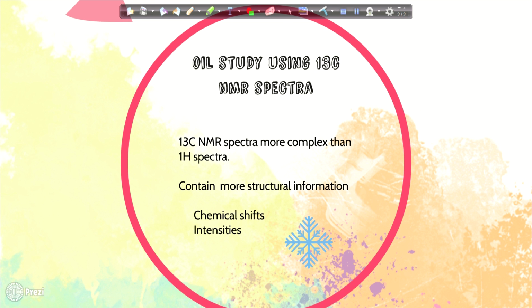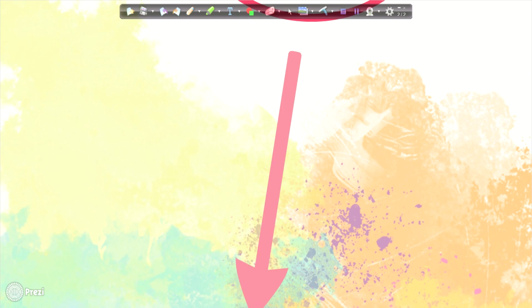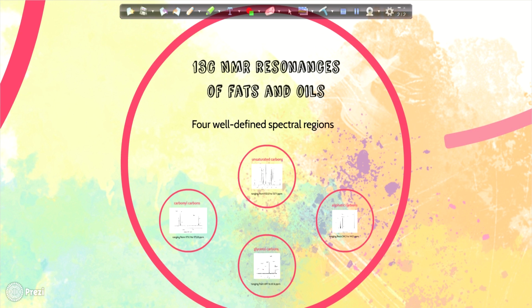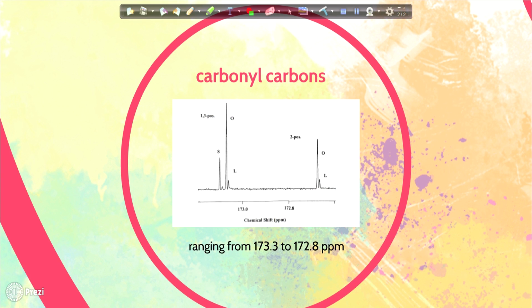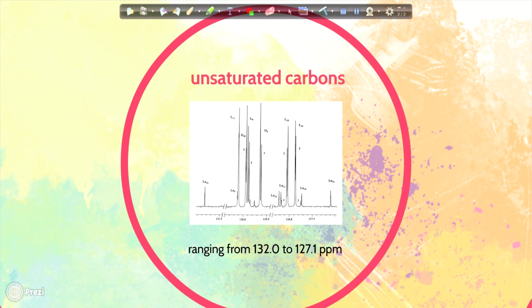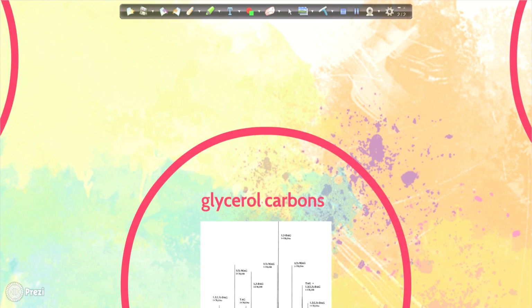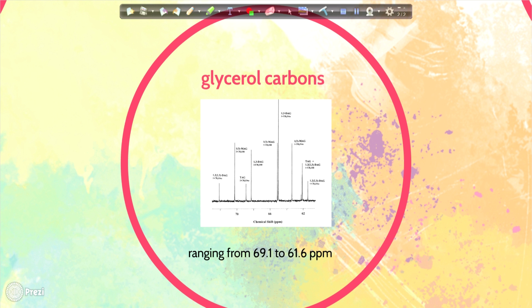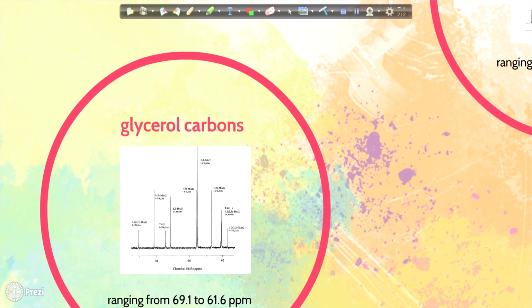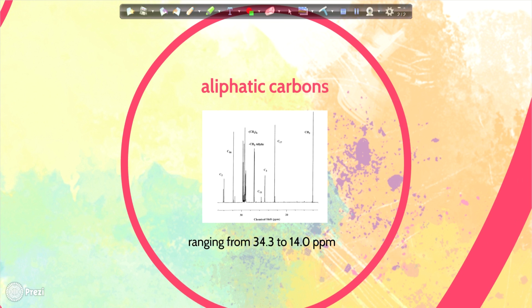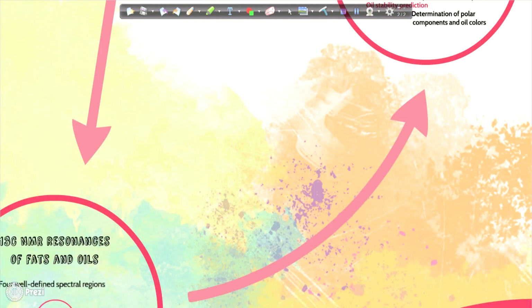High-resolution 13C NMR spectra are more complex than 1H spectra. They contain much more structural information, chemical shifts, and intensities. 13C NMR resonances of fats and oils can be grouped into 4 well-defined spectral regions. Carbonyl carbons ranging from 173.3 to 172.8 ppm, unsaturated carbons ranging from 132.0 to 127.1 ppm, glycerol carbons ranging from 69.1 to 61.6 ppm, and aliphatic carbons ranging from 34.3 to 14.0 ppm.